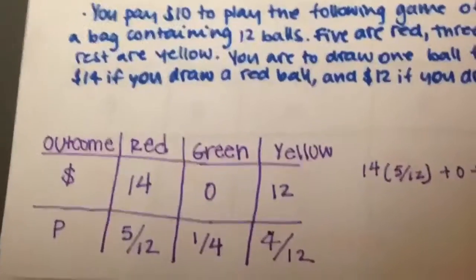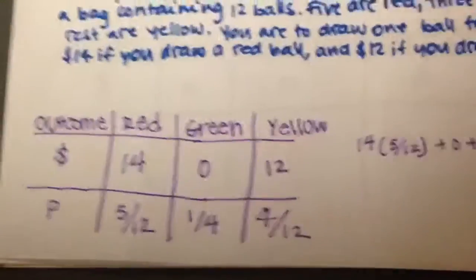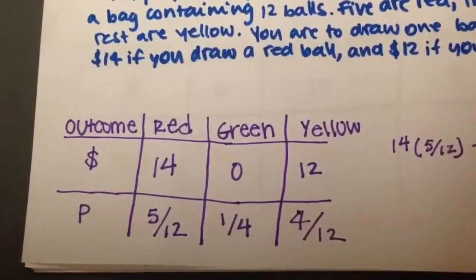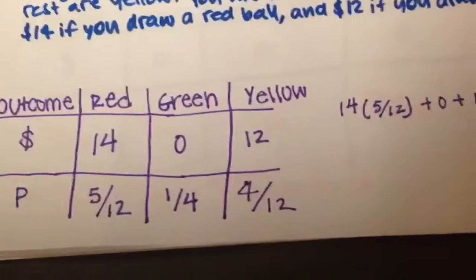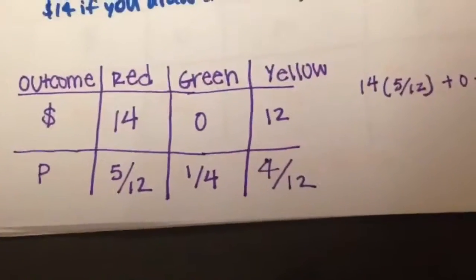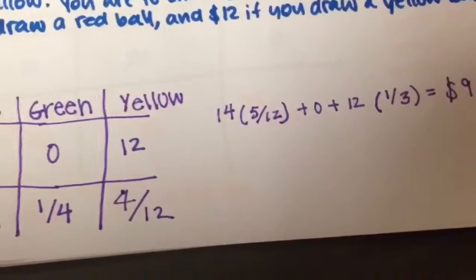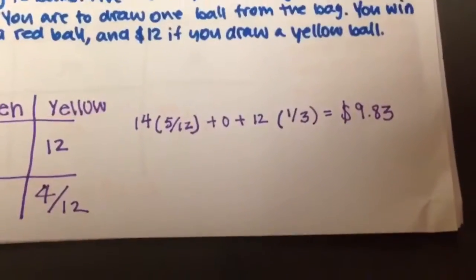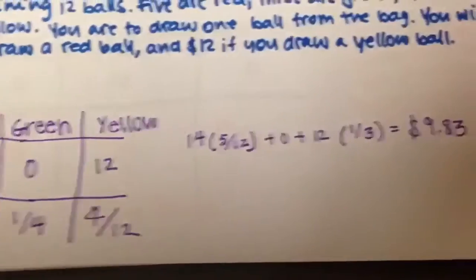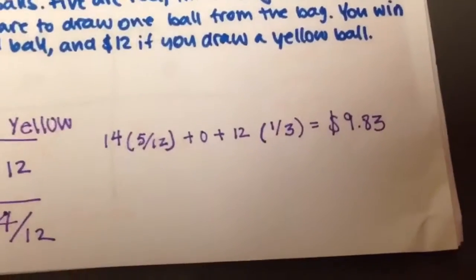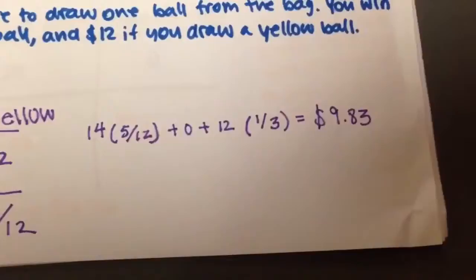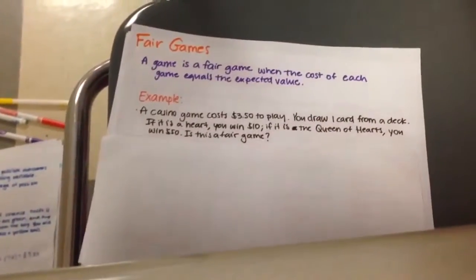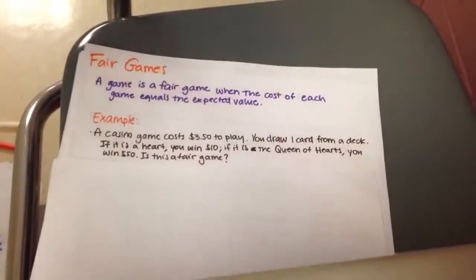The probability of drawing a red ball is 5 out of 12. The probability of drawing a green ball, which earns you $0, is 1/4, and the probability of drawing a yellow ball is 1/3, where you earn $12. So here you multiply the money and the probability together, and then you add each of the ball types together to get $9.83. Games. A game is a fair game when the cost of each game equals the expected value.